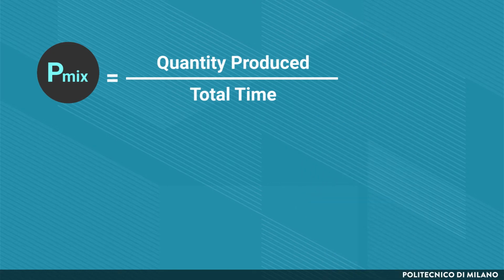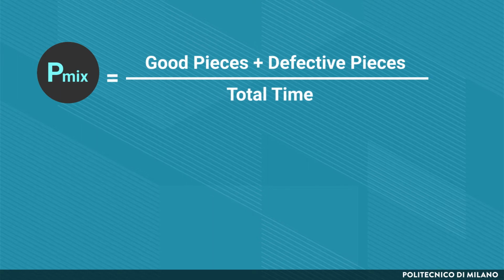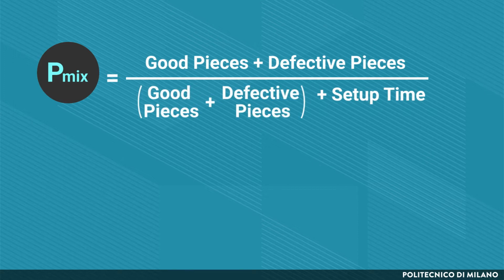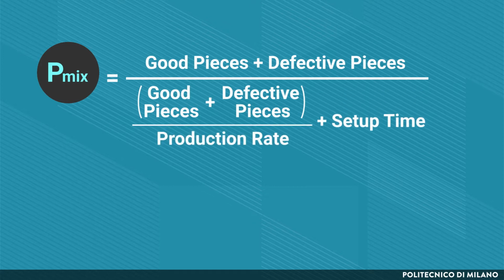The total count is given by the sum of good and defective pieces, G and D respectively, while the total time is given by the sum of time required to produce the total count plus setup times. In turn, the time required to produce the total count is given by the number of pieces of every item divided by each item's production rate.